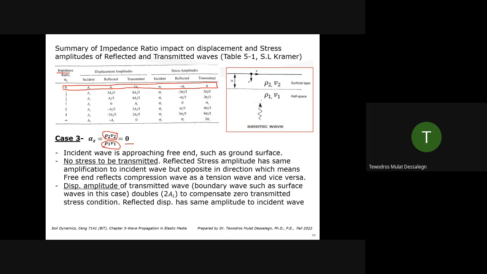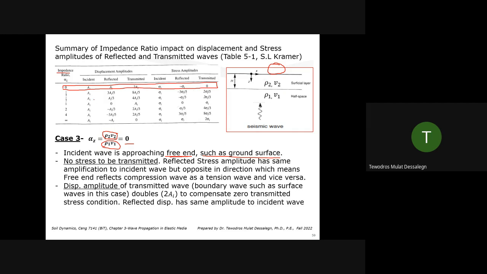The incident wave, the wave coming here, is approaching a free end, such as the ground surface. So if you assume this is homogeneous, when the incident wave comes, what we have as the second material is really air, the atmosphere. Very low density compared to the Earth. Very low shear wave velocity, practically nothing. The waves are not going into the atmosphere. That's what it means. The incident wave is approaching a free end, or it's approaching the ground surface. There is no layer stratification, it's just coming to the ground.